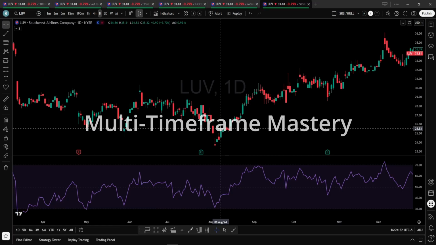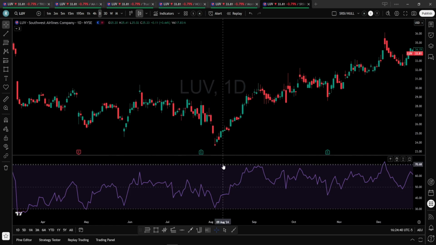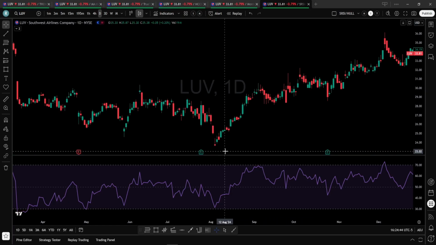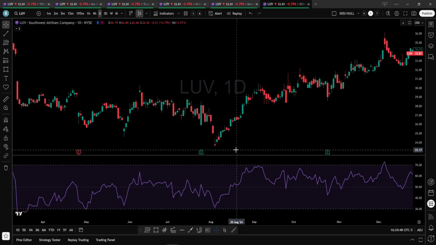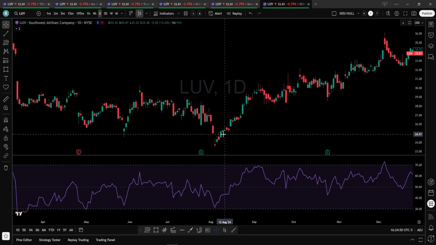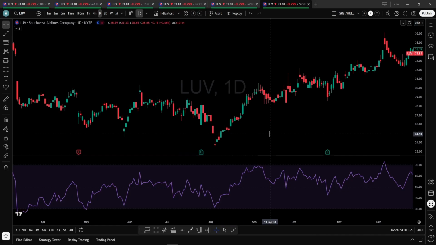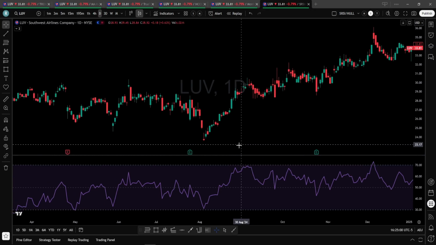Okay, the final section we're going to be talking about here is multi-timeframe mastery. For best results, use your RSI across multiple time frames. Let the daily chart, for example, show you the trend. You can use the hourly chart to fine-tune those RSI dips and to confirm those curl-ups on your daily chart. Let me show you a good example of that.